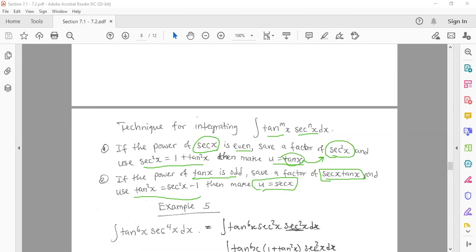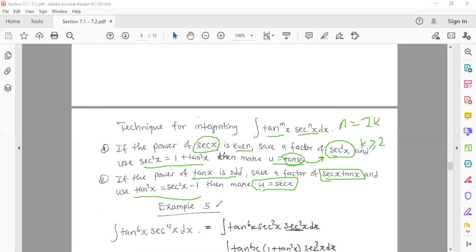So the first thing you do is you check the power of sec. If it's even, all right, I have to stress a little bit more on this power. So this power there is n equals 2k, all right, where k is an integer. If you check in the textbook, they specify that k needs to be greater than or equal to 2. All right, so it means you're going to get stuff like 4, you're going to get stuff like 6, and so on.